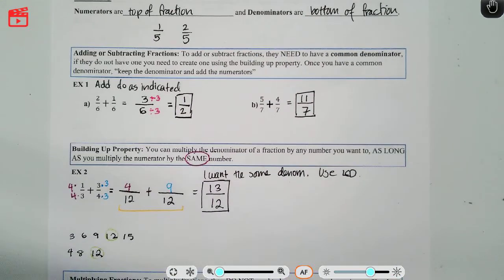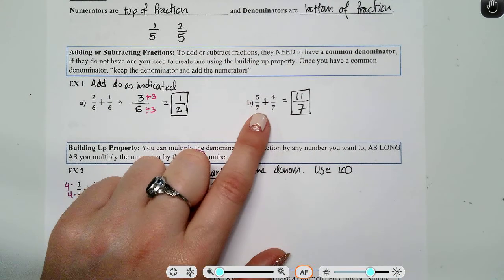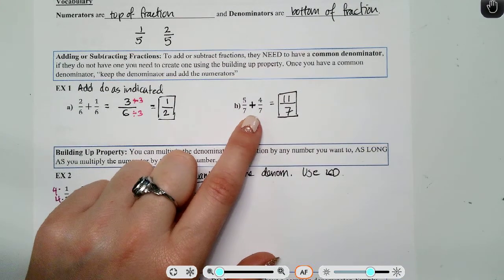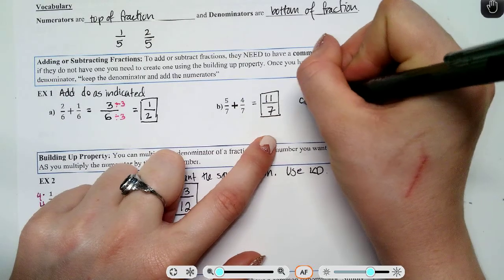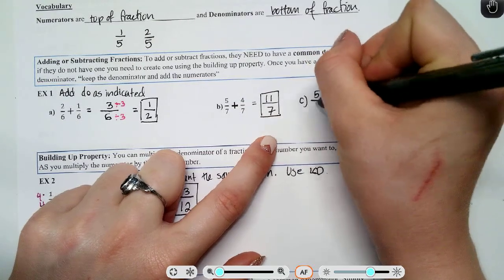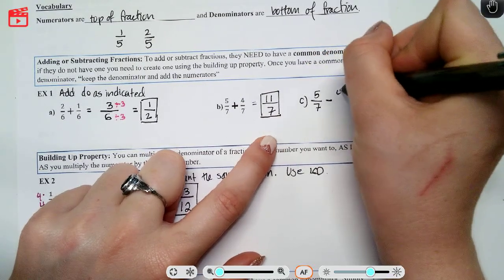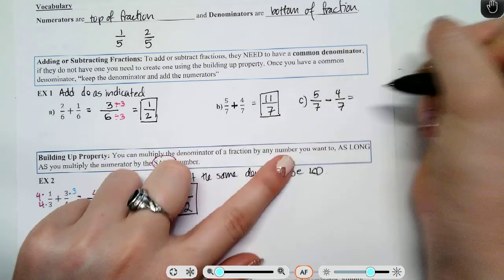Oh, I just realized. Sorry. On this problem, that was supposed to be a subtraction symbol. So let's go ahead and just add a number problem right here. C. If we had 5 over 7 minus 4 over 7, what would that be?